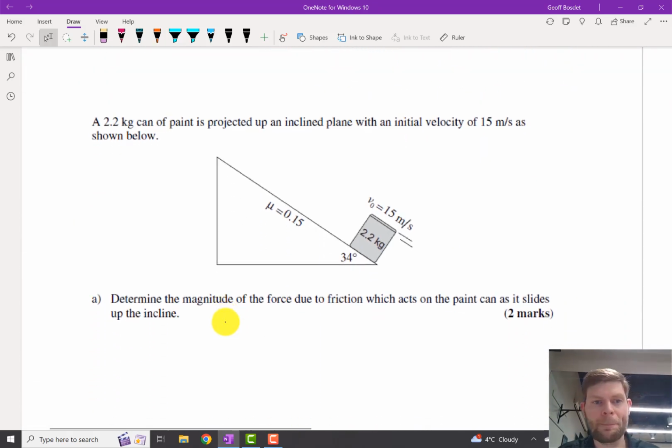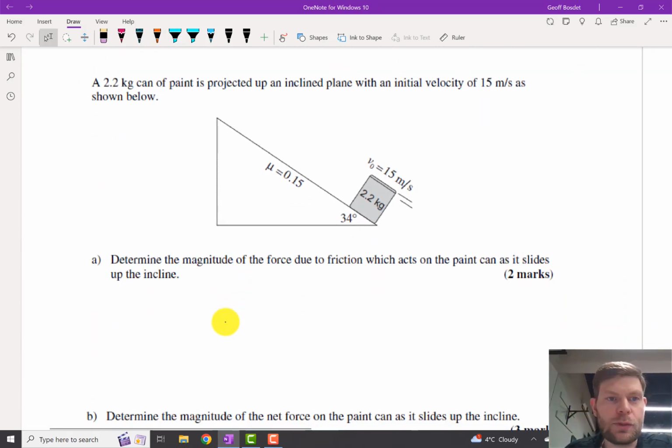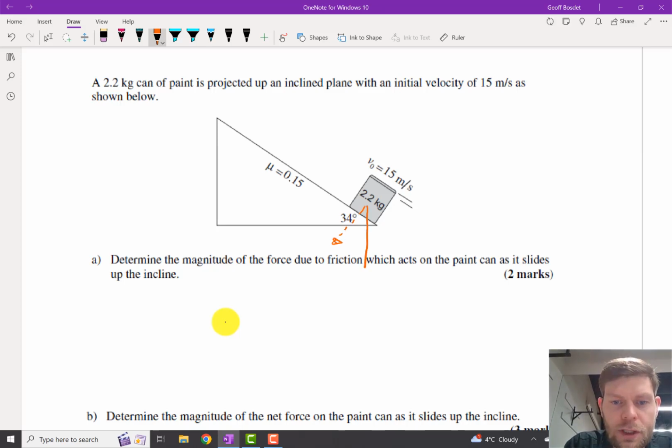Next guy. We got this 2.2 can of paint projected up an inclined plane with initial velocity of 15 meters per second as shown below. So magnitude of force of friction. For this guy, we just got to find our delightful F perpendicular and our F parallel.